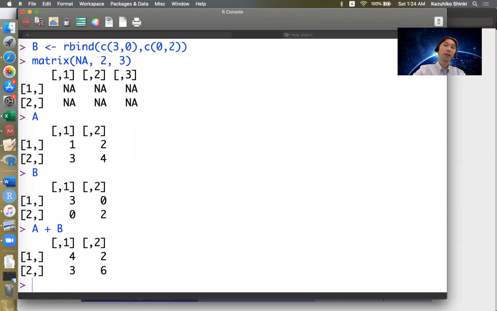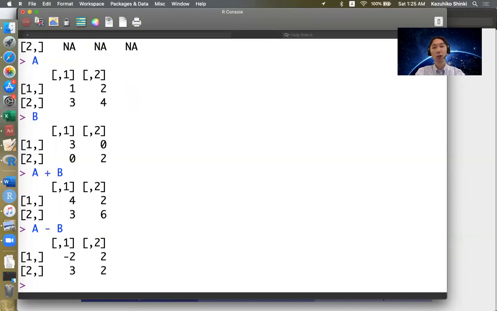Just that is done in the same way as operation for scalars. So A plus B is this. That means the 1, 1 entry of A and the 1, 1 entry of B are added to 4. Okay, 1 plus 3 is 4, and 3 plus 0 is 3. So by definition, the matrix addition and also matrix subtraction are done element-wise. So it's the same as usual operations. So A minus B, 1 minus 3 is negative 2, and here, maybe 2 minus 0 is 2.